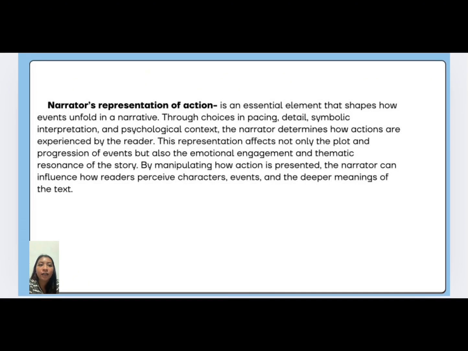The narrator influences not only the structure of the plot, but also the emotional engagement and thematic meaning of the story. Whether through vivid descriptions or minimalist portrayals, the narrator's choices in how action is conveyed have a profound effect on how the reader interprets and connects with the narrative.